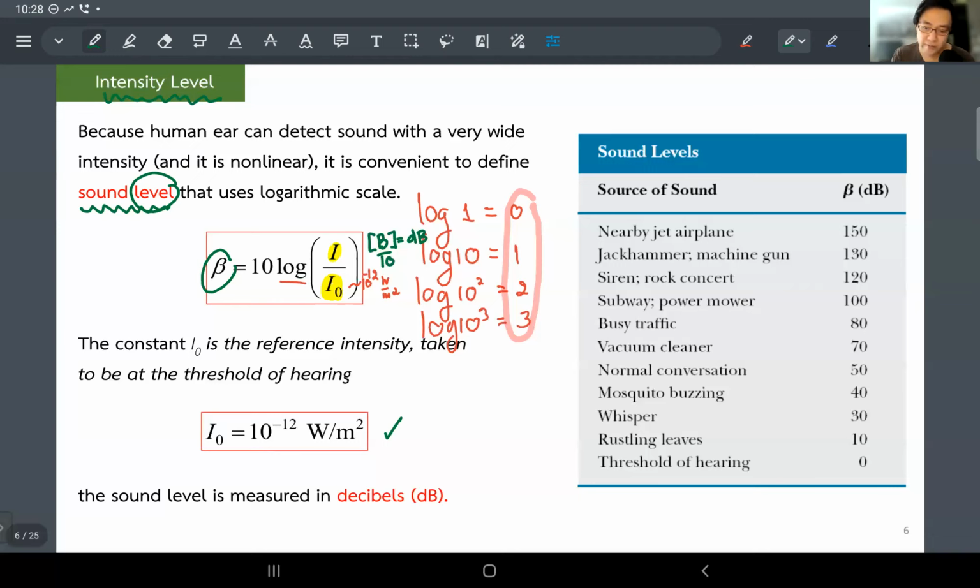Okay, so one thing that you now have to understand right away: 0 decibel doesn't mean that there's no sound. The 0 decibel is just the threshold of hearing. That is when you start hearing something.